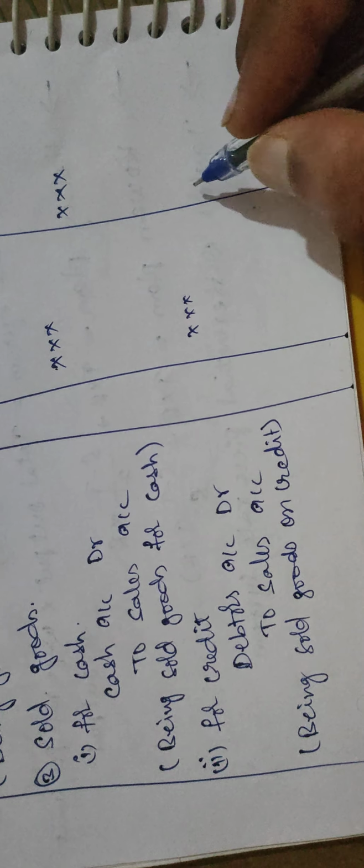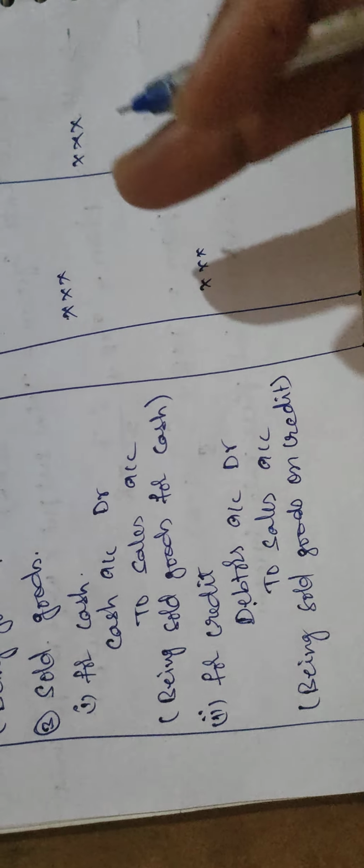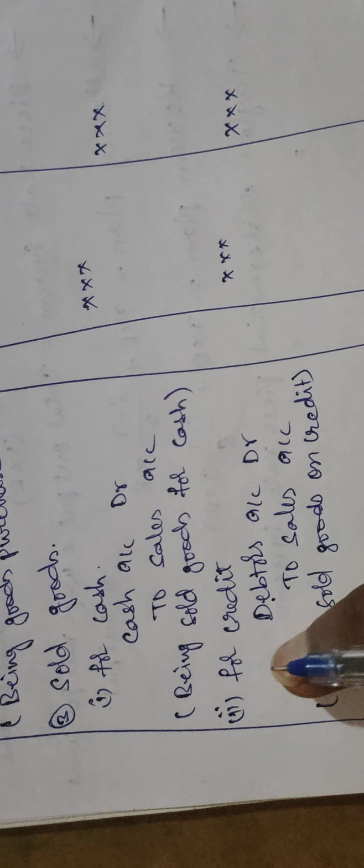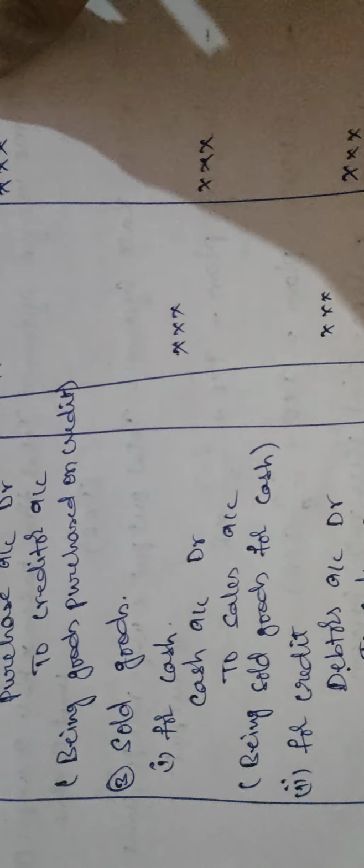Right. So why have I written the debtors account here? Because whenever we sell goods to other persons, they need to repay us. They are an asset to us. That's why I regard them as debtors. So here we have completed three transactions. Then the next one is the fourth transaction.